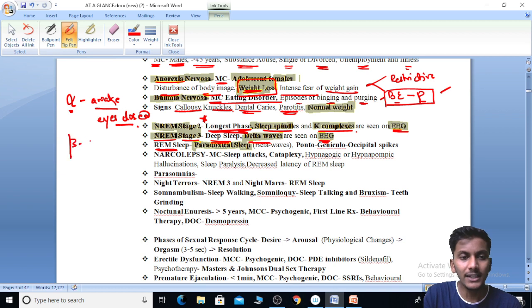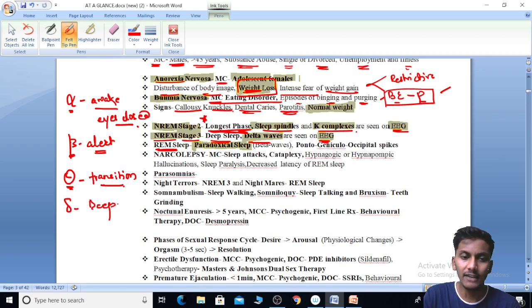Then second are your beta waves. These are usually seen when the patient is alert, very attentive, concentrating on something. In that case, usually we see beta waves. Then there would be theta waves. Theta waves are usually seen in the transition phase of sleep. Then there would be delta waves, which are seen in deep sleep. Delta waves are usually seen in deep sleep.